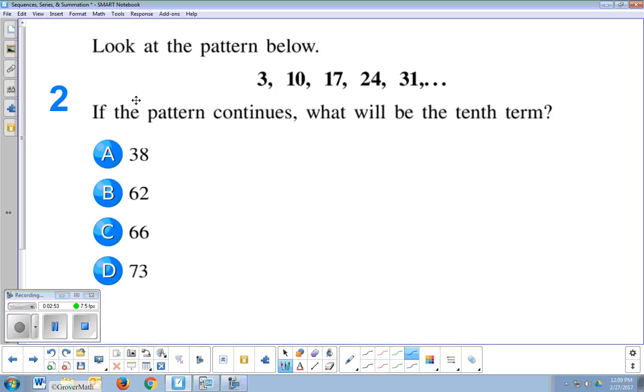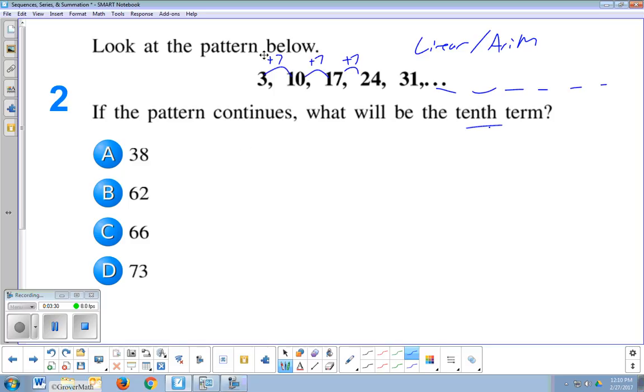Looking at the pattern below, what will be the 10th term? You need to determine if this is arithmetic or geometric. Again, is it linear or exponential? Am I getting from one term to the next by adding something, or is it multiplying? You could test it out: from 3 to 10, that would be plus 7. Is that also the case from 10 to 17? Yes, it is, plus 7, plus 7. So this is clearly a linear arithmetic sequence.